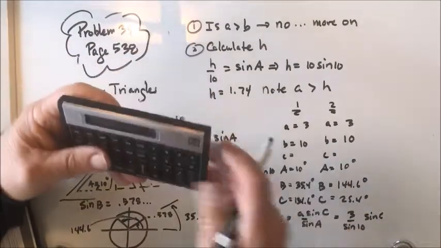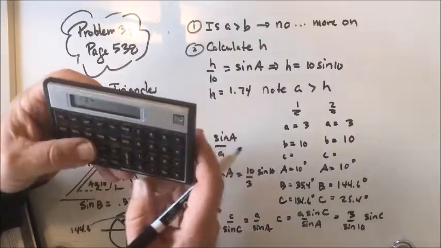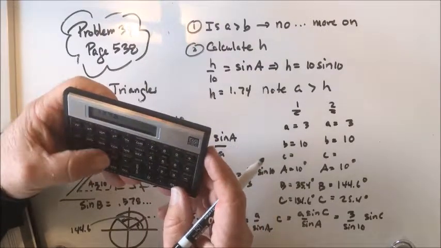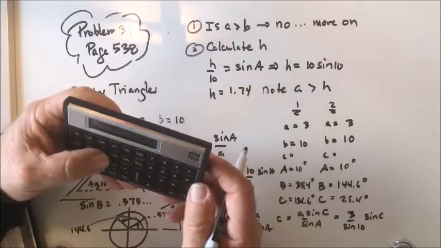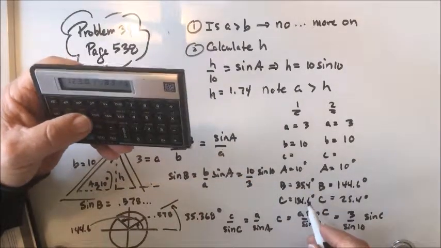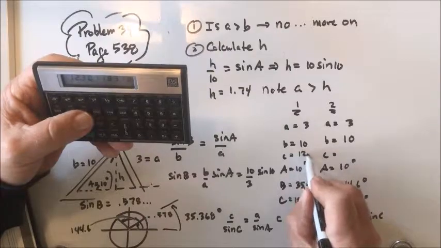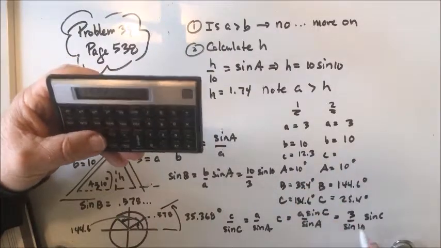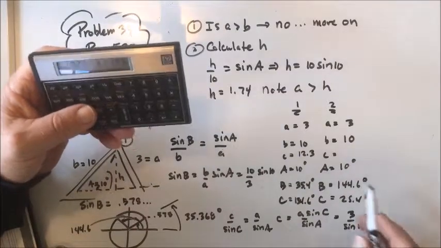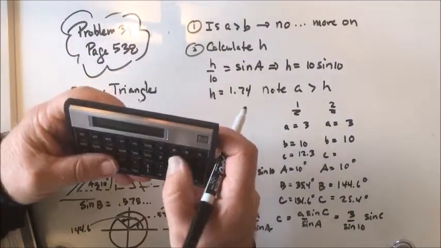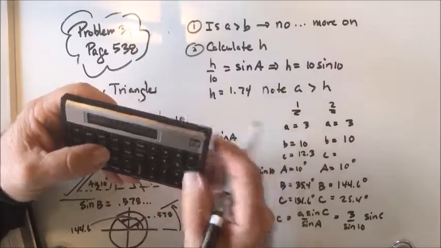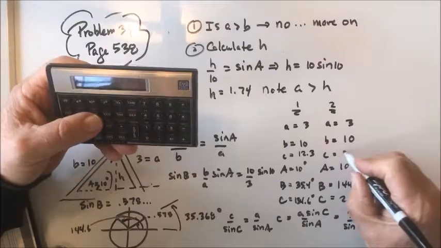And now I'm going to use this C, 134.6. I'm going to take the sine of that and I'm going to multiply it. So what did I just use? I used 134.6. I got 12.3. Okay, and in this other case, here is 3 over sine 10. I've got to use this C, 25.4, sine, times, I get 7.4.